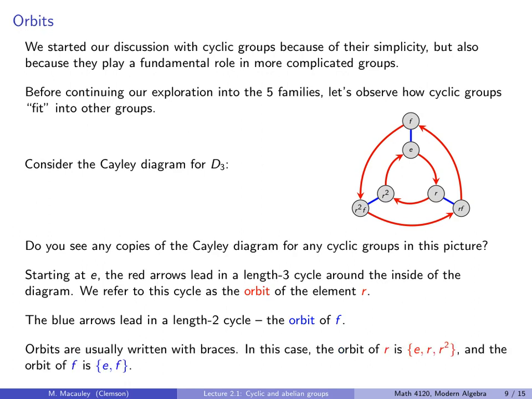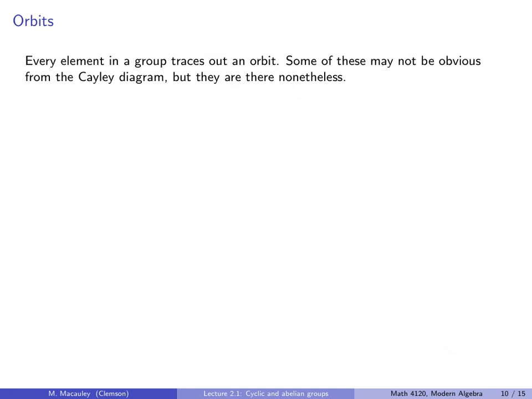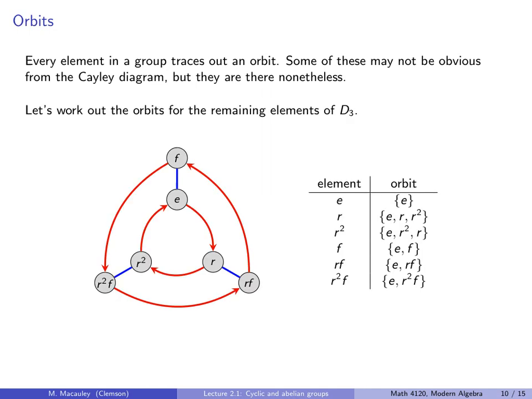Orbits are usually written with braces because I want to emphasize the fact that they are sets rather than ordered sets or anything like that. So in this case, the orbit of R is this set of 3 elements, and the orbit of F is this set of 2 elements. So the orbit of an element is all elements generated by that element. So every element in a group traces out an orbit. Some of these may not be obvious from the Cayley diagram, but they are still there. So let's work out the orbits for the remaining elements of D3.